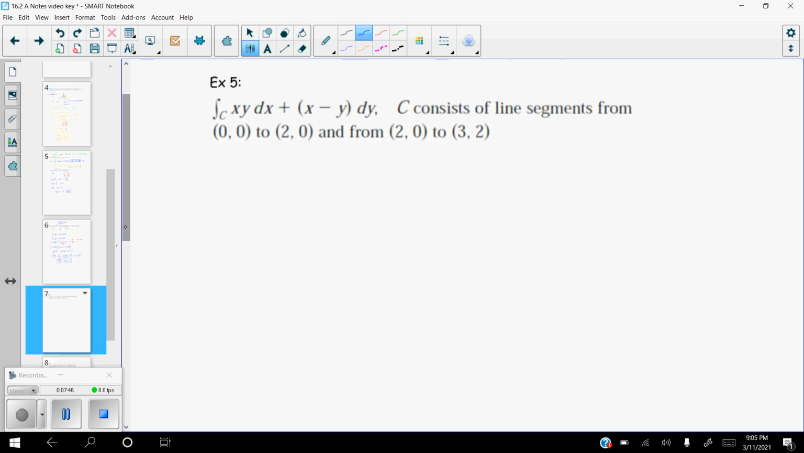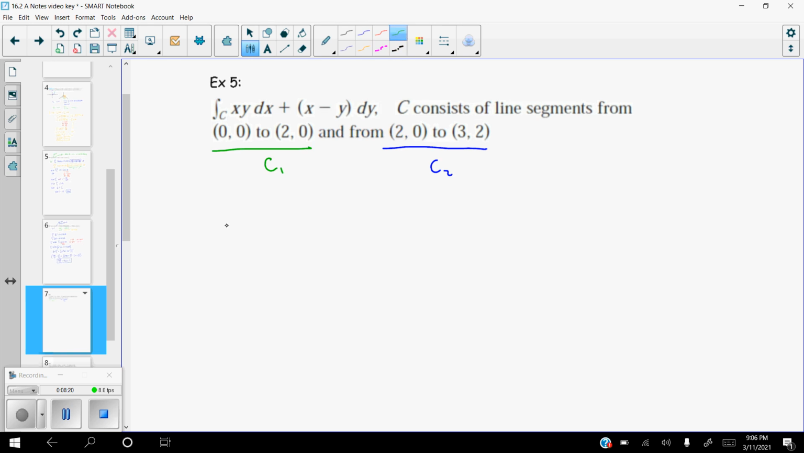All right, and here we have another one that has these dx and dy's as opposed to ds's. Again, this will be something that we talk about in part B of the section. All right, C is going to consist, oh, nice, line segments. Those are always the easiest thing to do. The line segment from 0, 0 to 2, 0, and from 2, 0 to 3, 2. So we'll call this one C1, and we'll call this one C2. So we're still going to have to separate this and do two different ones. Line segments are the easiest ones to do, though.